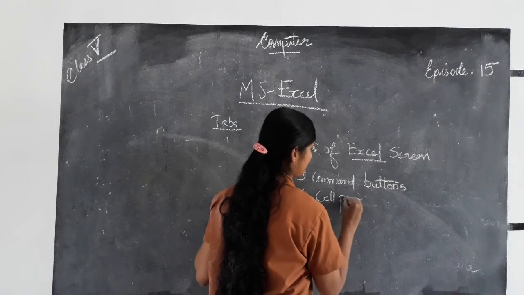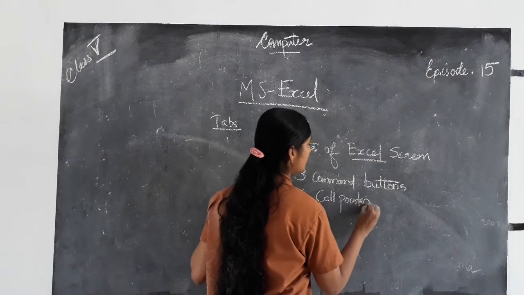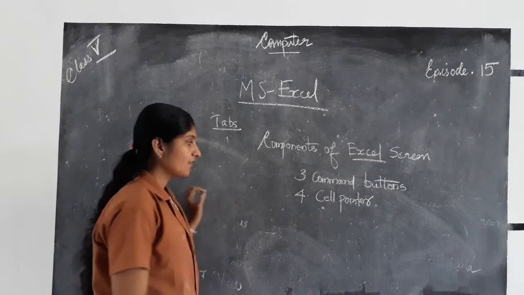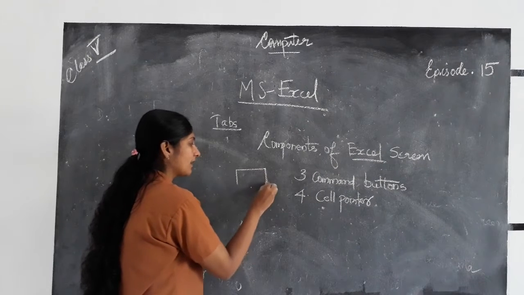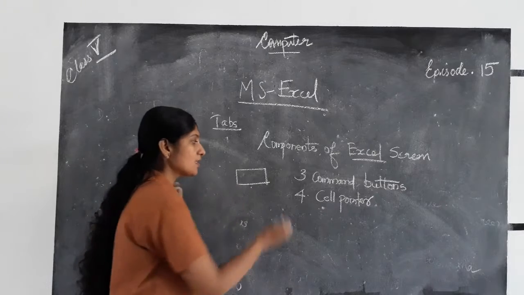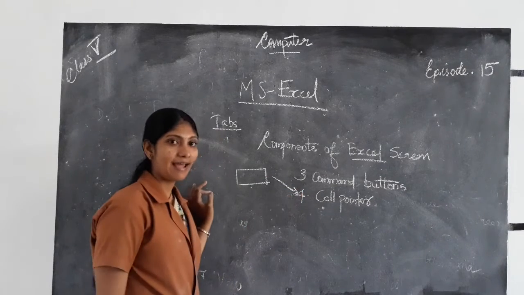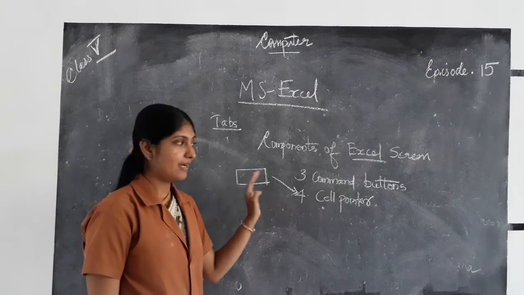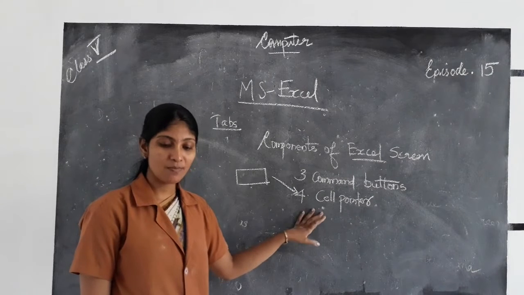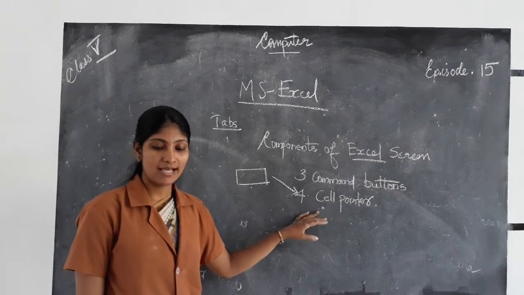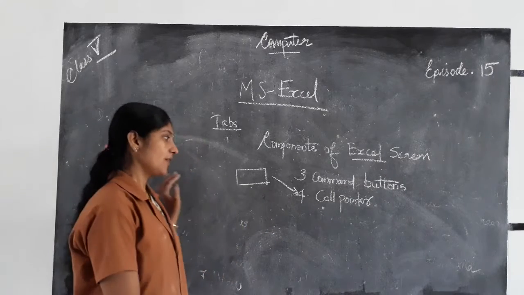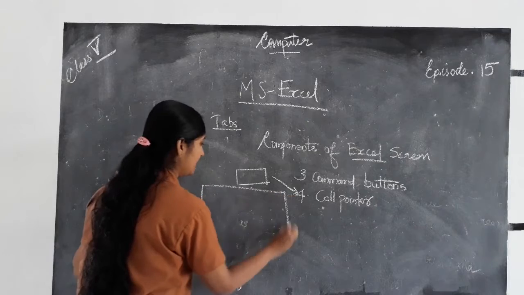Cell pointer. Cell pointer means we know how to make a cell active, and then we can see a border, a rectangular box appears at the border of that cell. That means that cell is active. So that's a cell pointer. Cell pointer is a rectangular pointer which when moved into a cell makes it active cell so that operations can be performed on it. For example, this is our cell.